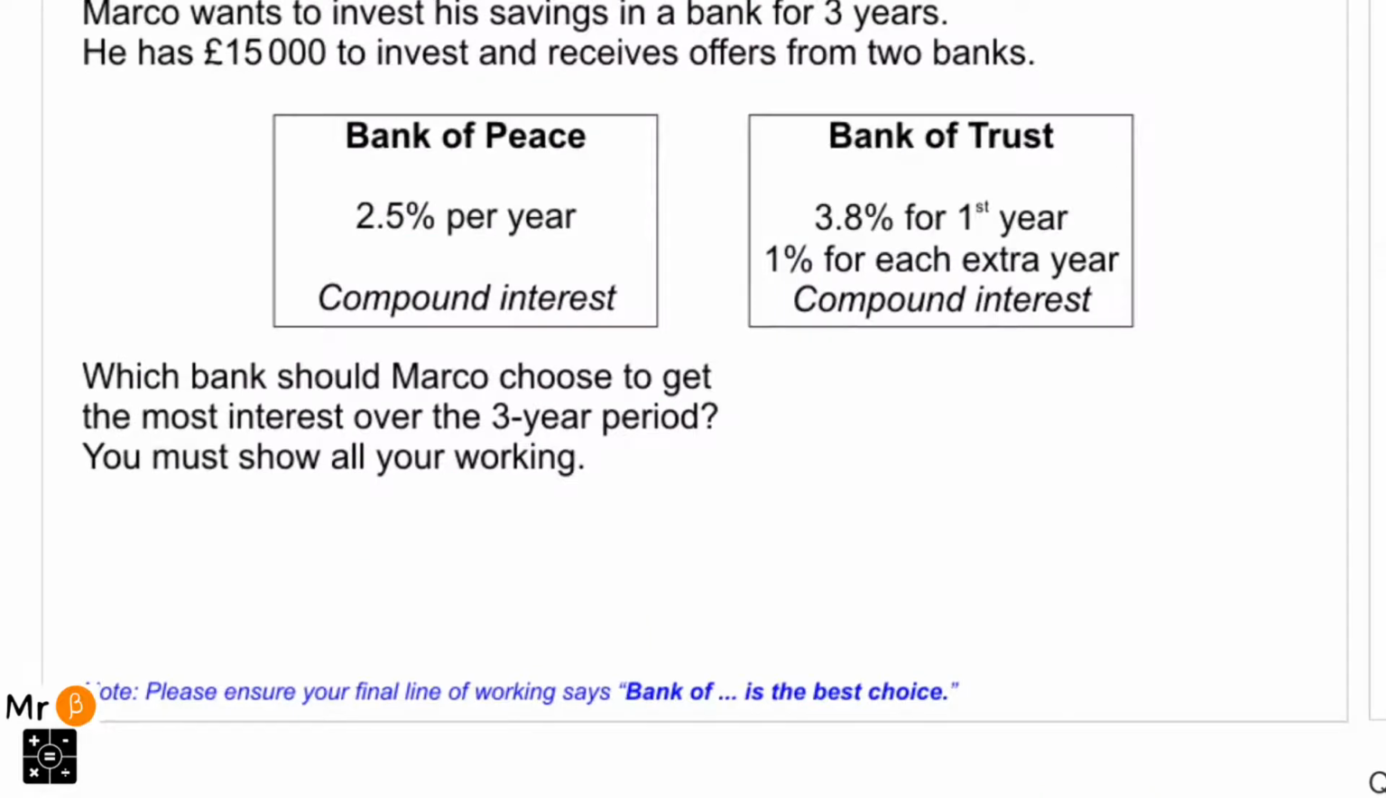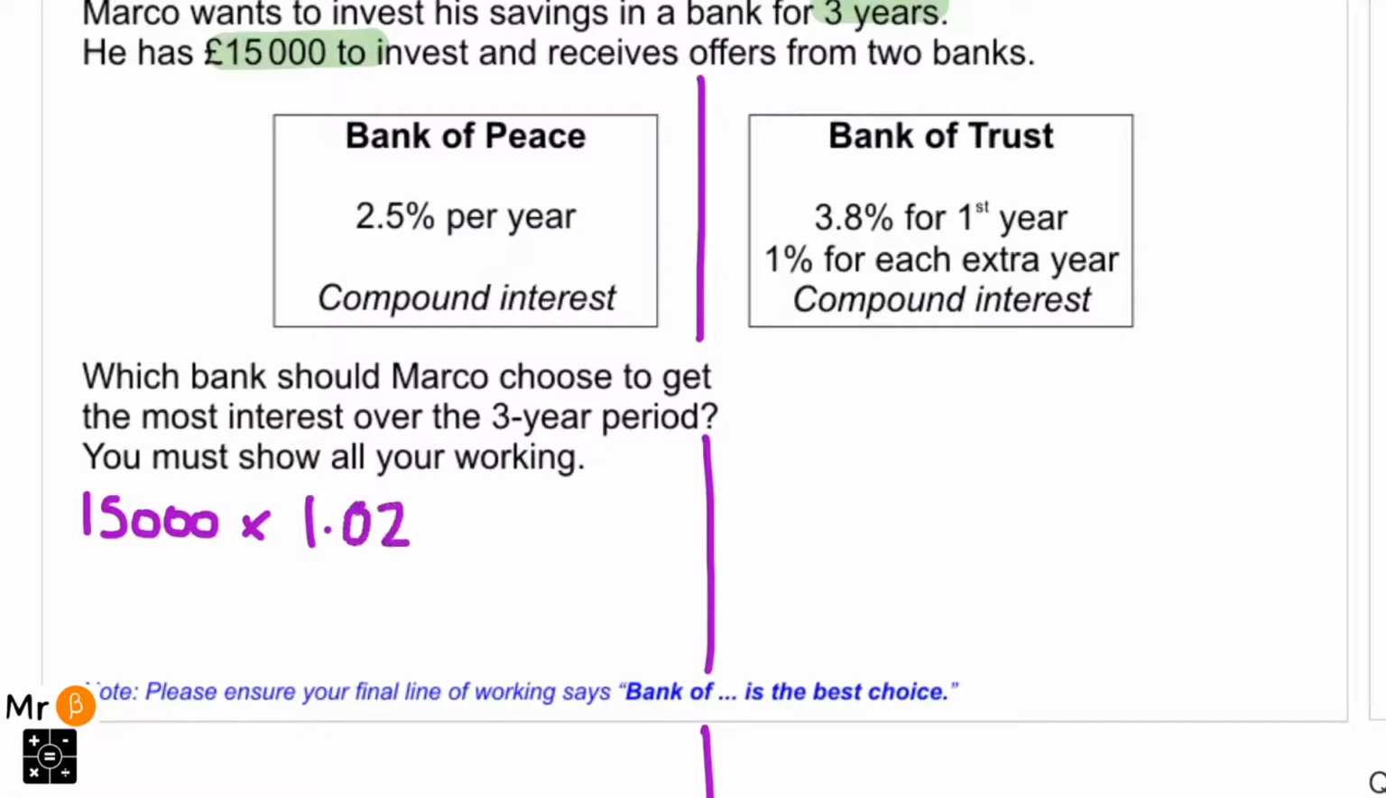Question 5. It tells you that he wants to save his money for 3 years and he wants £15,000 to invest. He's got 2 different offers. It's a very typical exam question where they offer you 2 different banks and you have to work out which is best. So first of all, I've split my page down the middle and I'm going to work out the Bank of Peace. So again, we would draw out our bar if required, add 100% to it, and then divide by 100 to get our increase multiplier of 1.025. Type this in your calculator and you get £16,153.36 to 2 decimal places.